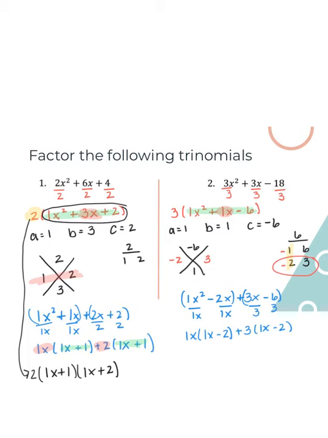Now I'm going to check. Do I have 1x minus 2 and 1x minus 2? Yep. So I know my first set of parentheses is going to be 1x minus 2. And my second set is going to be what's left. So I have 1x plus 3.